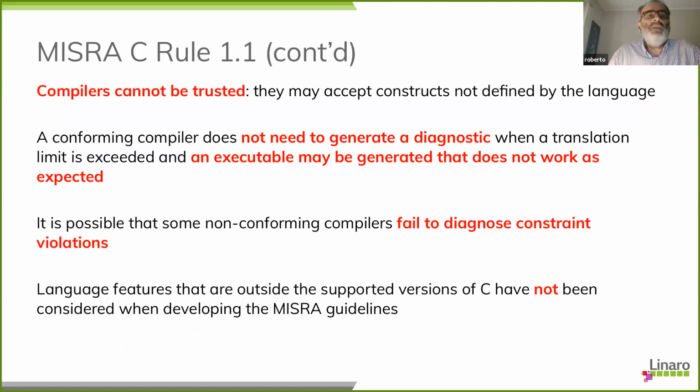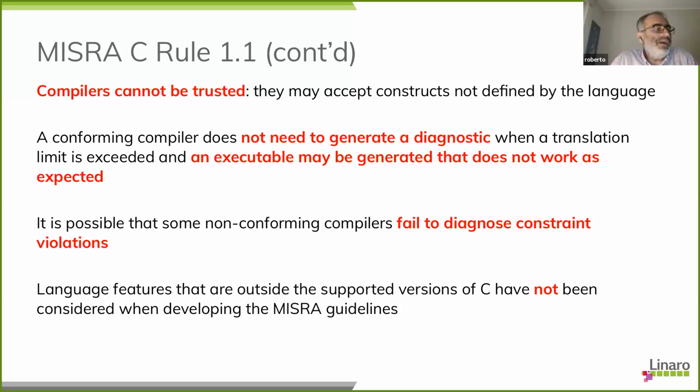And one might think, well, if the compiler accepted it, it has to be C, right? It says to comply to rule 1.1. Well, no, compilers cannot be trusted. They typically accept constructs not defined by the language. And also, a conforming compiler does not need to generate a diagnostic whenever a translation limit is exceeded. The standard says that the compiler needs not generate a diagnostic, and many compilers do not, and still they may generate an executable that doesn't work as expected. And also, several compilers, technically speaking, are not conforming, and fail to diagnose constraint violations.